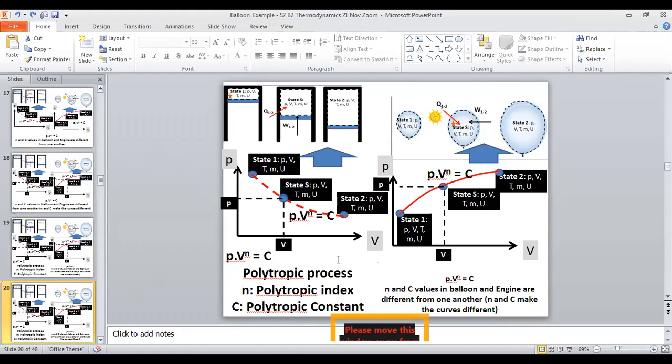You can always refer to your notes. And I'm mentioning always, these are supplementary. This is supplementary.